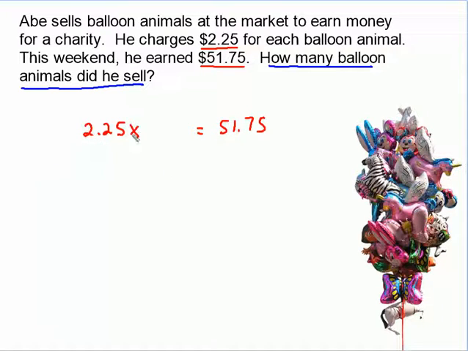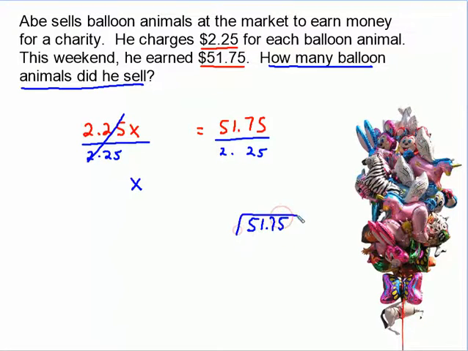Once again, we have to get x all by itself using inverse operations. Since we're multiplying 2.25 times x, we're going to divide by 2.25. That's going to cross that out and leave us with x. Now on this side, we'll need to divide by 2.25. Let's try it out. 51.75 divided by 2.25.